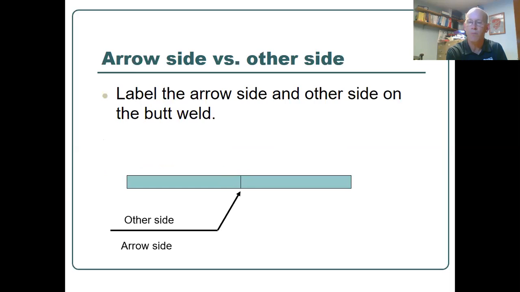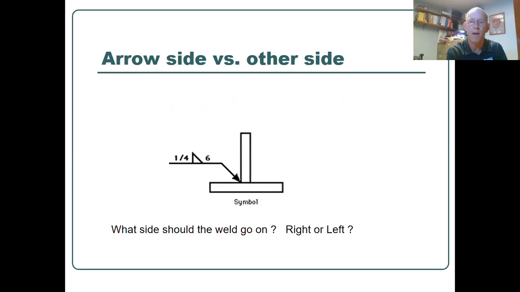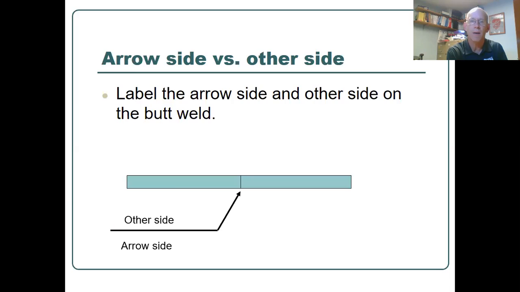Obviously the arrow side is still below the line. The other side is on top of the line. But in this case, I should back up. The arrow side then would be below this joint down here at the bottom side. This would be the arrow side because it's pointing to that side. The other side in this case is going to be the top of the weld. So again, label that. This is going to be the other side because it's going to be on top. That's where the arrow is pointing.